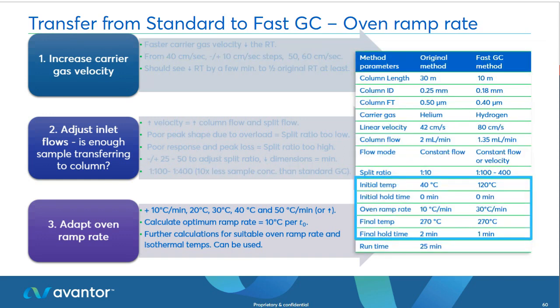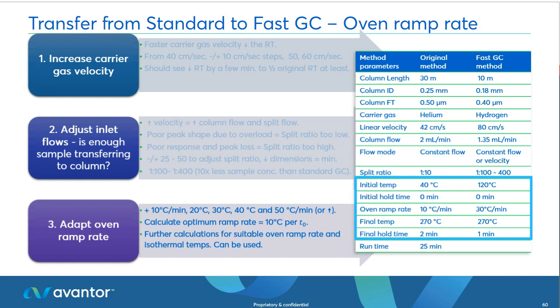And then you can see the initial temperature. So this is much higher as with fast GC because we're looking at high boilers. We're not going to be starting at those necessarily lower temperatures, so we can increase the temperature much higher to start off with, and then this further reduces the retention time. And we don't have a hold time on this method. The oven ramp rate has been increased to 30 degrees per minute, but it could be increased much better. It just depends what works best for the method and for the chromatography.